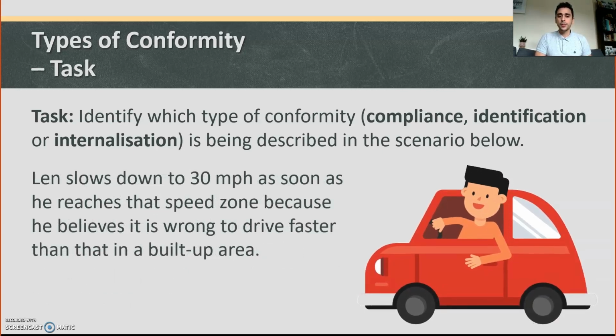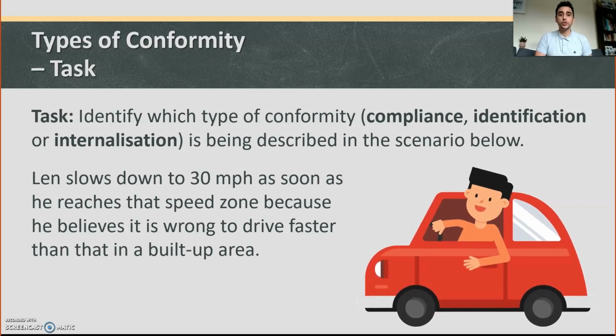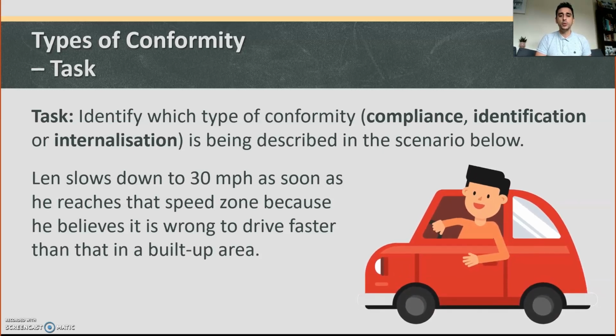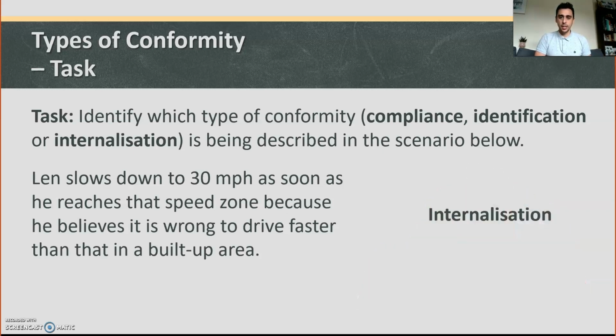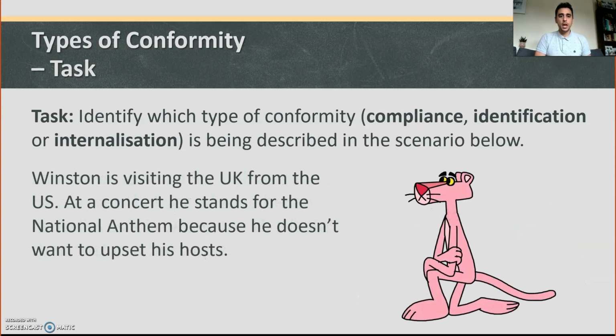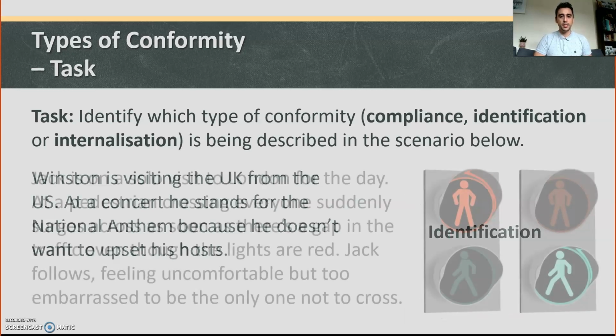Len slows down to 30 miles an hour as soon as he reaches that speed zone because he believes it is wrong to drive faster than that in a built-up area. What type of conformity? That is internalization. Winston is visiting the UK from the US. At a concert, he stands for the national anthem because he doesn't want to upset his hosts. That is identification, trying to fit in with the group.